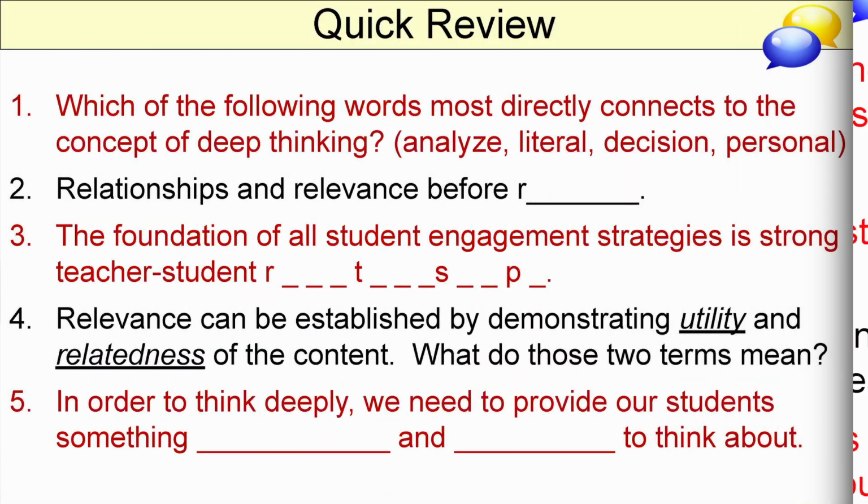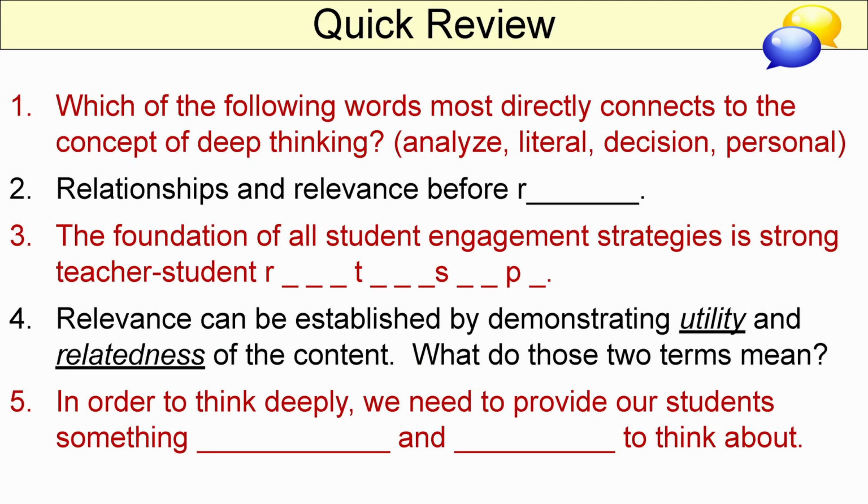So let's look at the answers. Number 1, decision or personal. Either one of those words are probably most associated with something that's deep thinking versus critical thinking. Number 2, it's rigor, relationships and relevance before rigor. Number 3, relationships. Number 4, if it's useful, that's utility. So students want to know, how is this actually used in the real world? That's utility. Relatedness has to do with me.